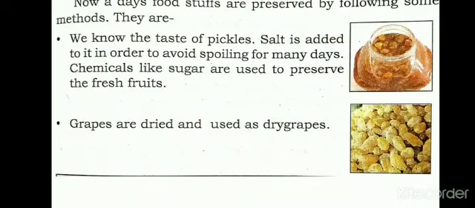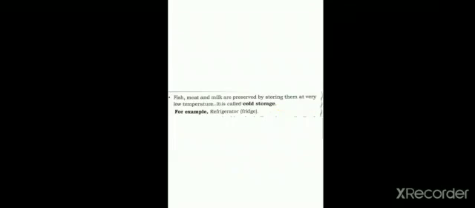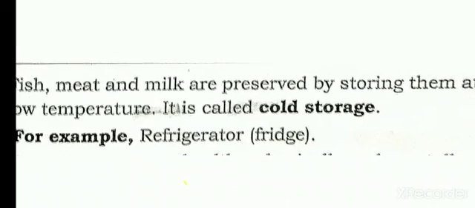We know the taste of pickles. Salt is added to the pickles in order to avoid spoiling for many days. Chemicals like sugar are used to preserve fresh fruits. Grapes are dried and used as dry grapes. Fish, meat and milk are preserved by storing them at very low temperature. It is called cold storage. For example, refrigerator or fridge.